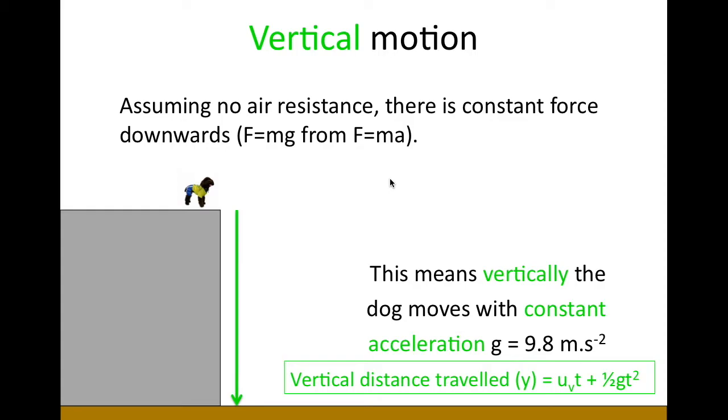Vertical motion. Assuming no air resistance exists, there is a constant force downwards, and we know that this is equivalent to mass times gravity, and this comes from F equals mass times acceleration. However, it is g because it is the acceleration due to gravity. So this means that the dog moves with a constant acceleration of 9.8 meters per second squared, and the distance traveled is denoted by y because it is the y-axis of a graph. If you were to look at it in that aspect, it would be this equation here, which is one of our SUVAT equations.